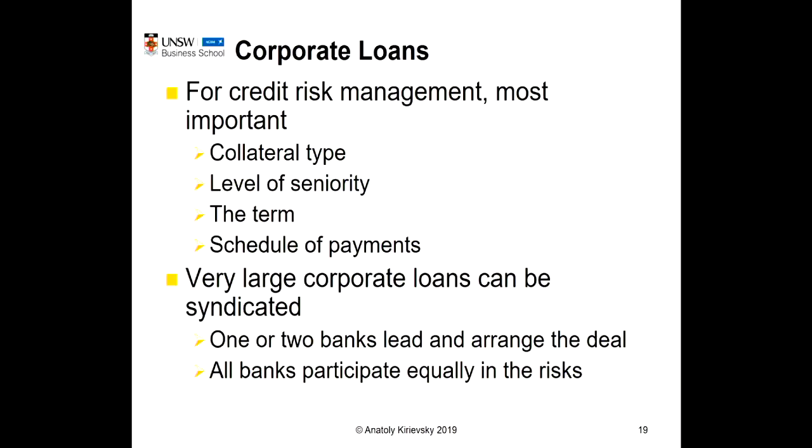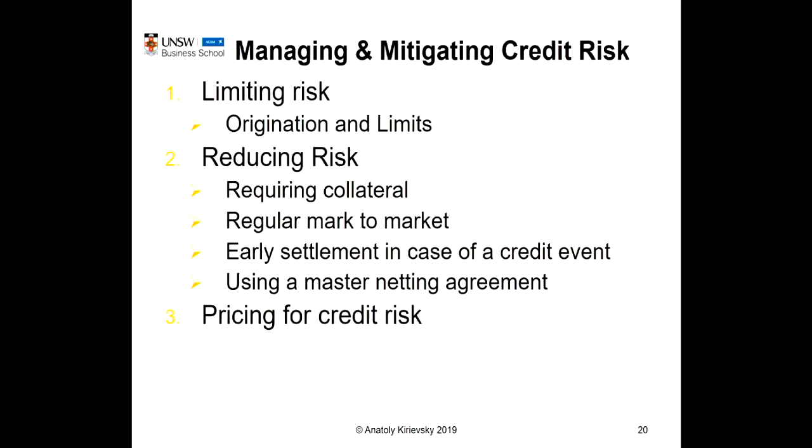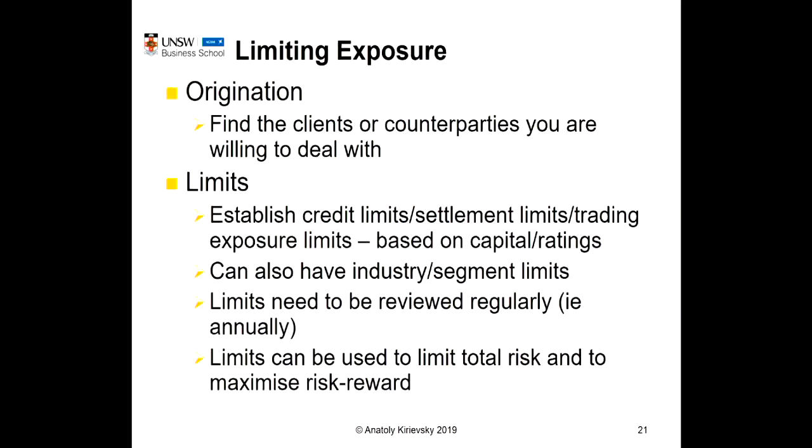When you look at credit risk management, you look at collateral type, level of seniority, term, schedule of payments. For large loans, you can syndicate them as well. So when you've assessed your risk, how do you manage and mitigate your risk? You can do that through limiting risk, reducing risk, or pricing for credit risk. From a limiting perspective, you are going to address this through origination. And this is where you have to decide who is going to be your clientele, right? So, what kinds of clients you're going to deal with.